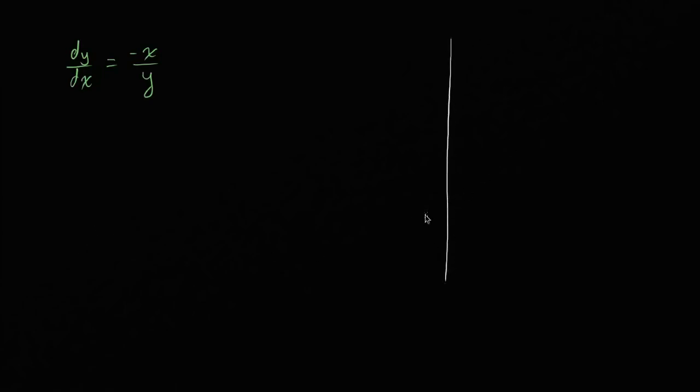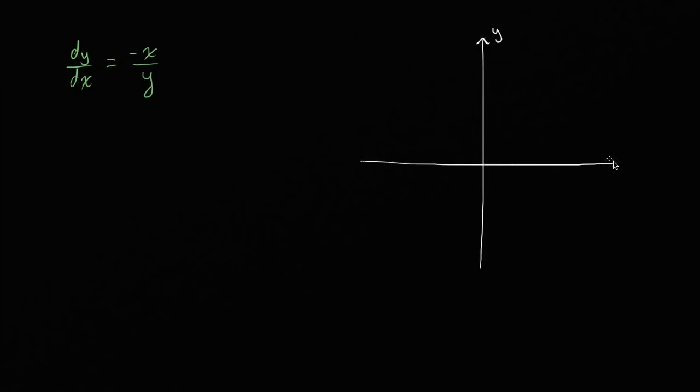So let me draw some axes here. Let me draw a relatively straight line. All right, so that's my y-axis, and this is my x-axis. Let me mark this as 1, that's 2, that's -1, -2, 1, 2, -1, and -2.